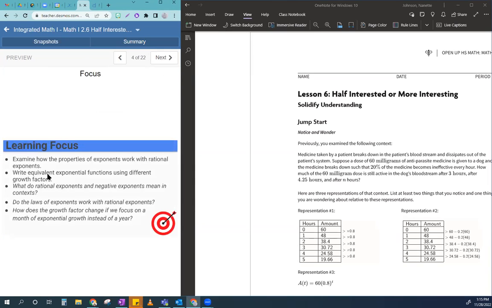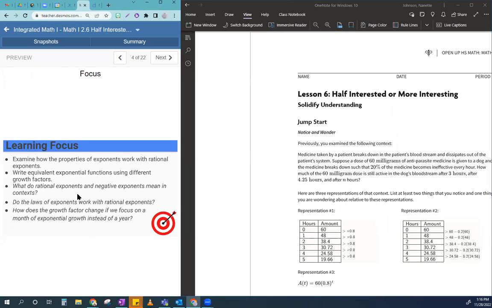It says, examine how properties of exponents work with rational exponents, and write equivalent exponential functions using different growth factors. What do rational exponents and negative exponents mean in this context? Do the laws of exponents work with rational exponents? And how does the growth factor change if we focus on a month of exponential growth instead of a year? In reality, I'm going to try to make sure that everybody leaves here with an understanding of these two questions and being able to do these two things up here.